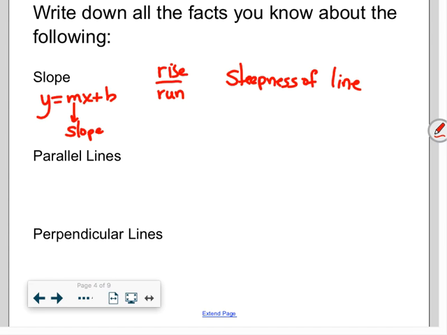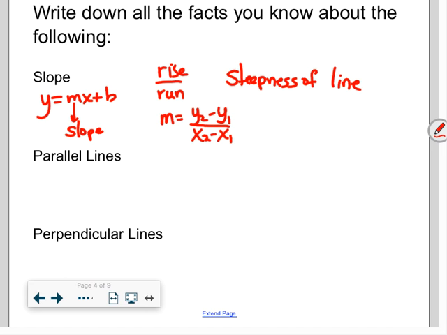I'm thinking about one other thing about slope being m. Do you remember a little formula? Anybody remember it? y2 minus y1 over x2 minus x1. So make sure you got all these different things on here. Okay, slope. Slope is in y equals mx plus b. It's rise over the run. It's the steepness of the line.